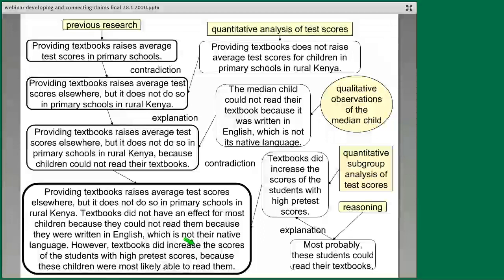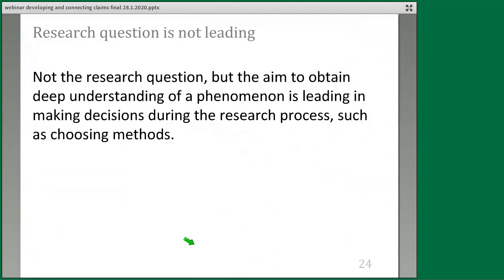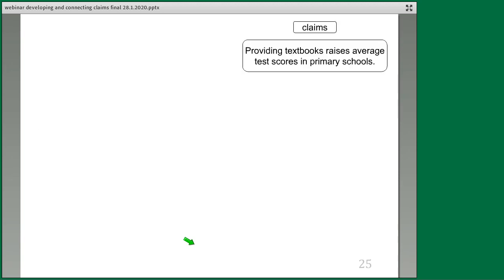Okay, then I think another important implication is that often it's said that the research question is leading in mixed method research. But I think that it's not so much the research question, but it's the aim to obtain a deep understanding of a phenomenon, which is leading in making decisions during the research process, such as choosing methods. And I will go to the next slide now to show why I think that the research question is not leading.